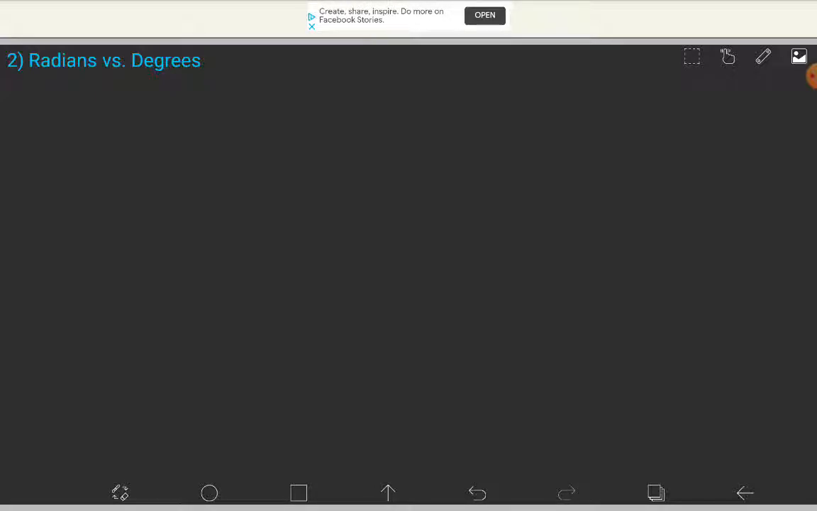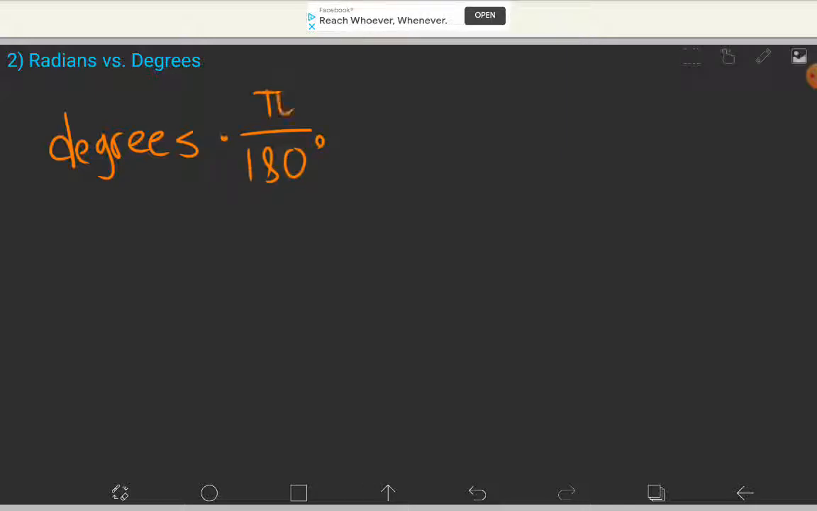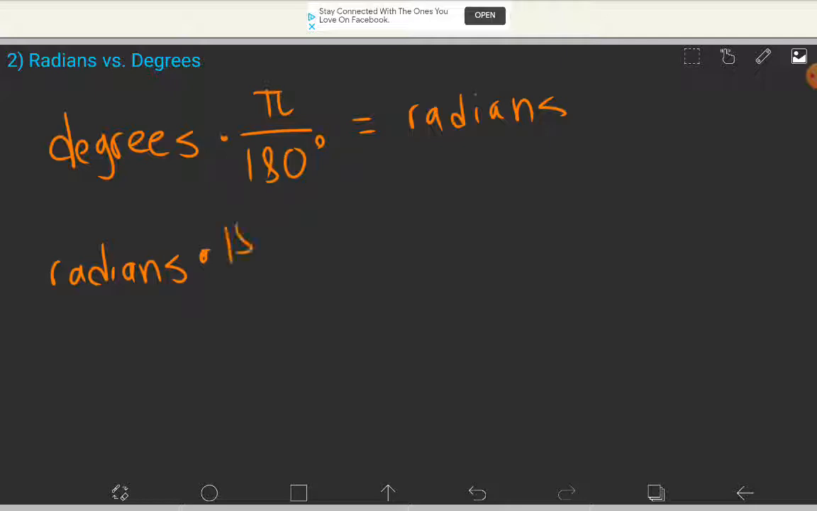So if you're doing this by hand, if you have a number that's in degrees, the conversion to make it radians is you multiply it by pi over 180 degrees, and that will get you the number in radians. If your number is in radians, you're going to multiply it by 180 degrees divided by pi to equal the degrees.